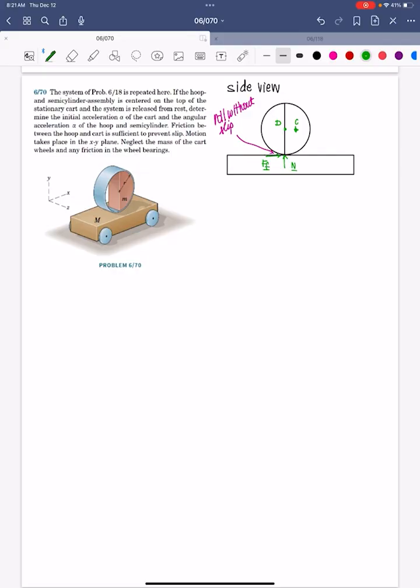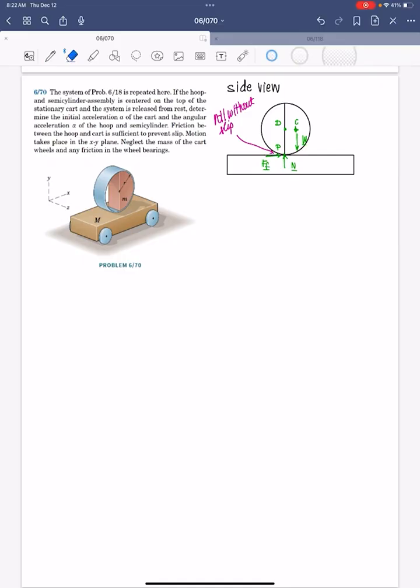If I take the sum of moments about this point, I will call it P here, the weight will create a moment about this point P, which is going to cause the disc to turn. And because of the nature of this assembly, if the disc turns, then the cart is going to move. We need to find the motion of these two parts after the system is released from rest. So let us start with our 4 steps.